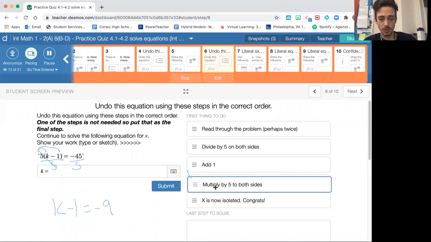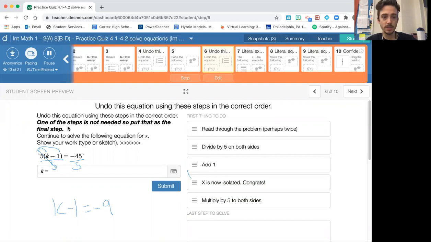So the one step we did into was multiplying everything by 5. So remember, the one step's not needed. If you add 1 to both sides, k is going to be equal to negative 8.